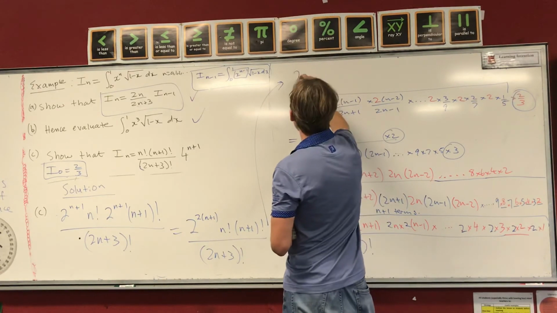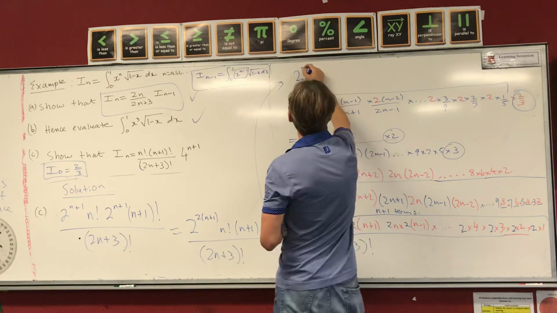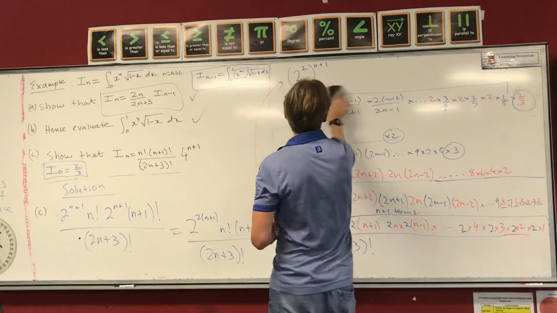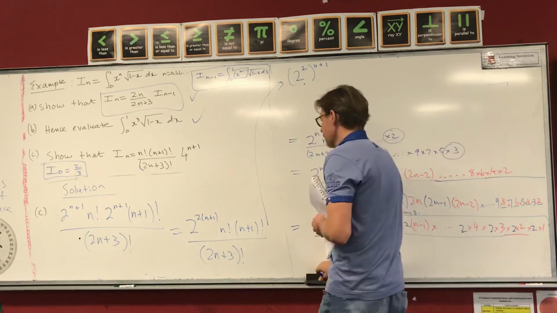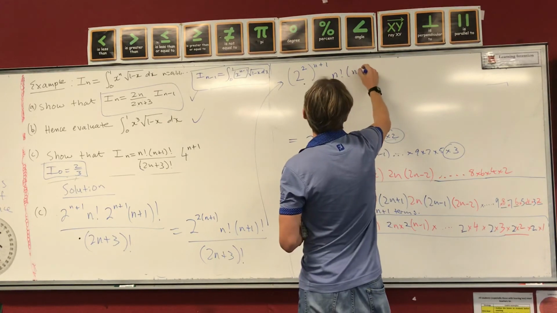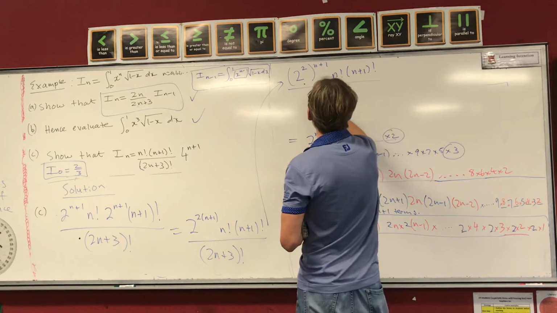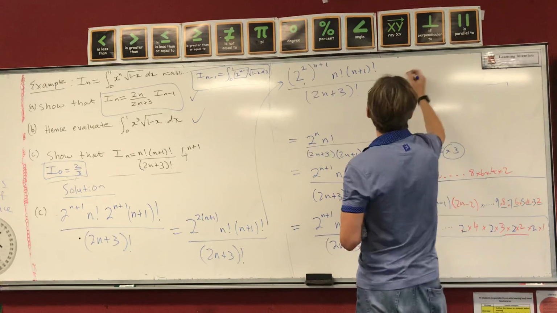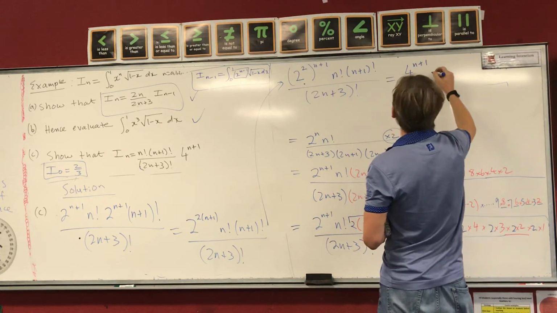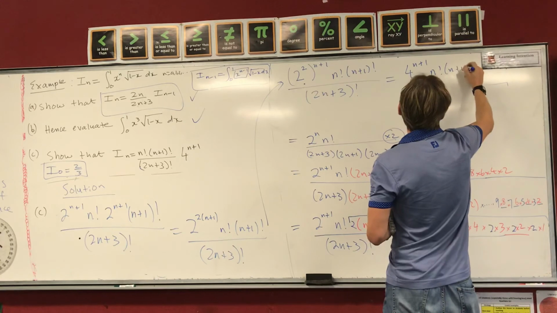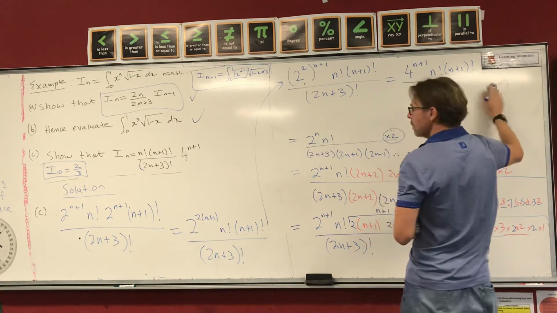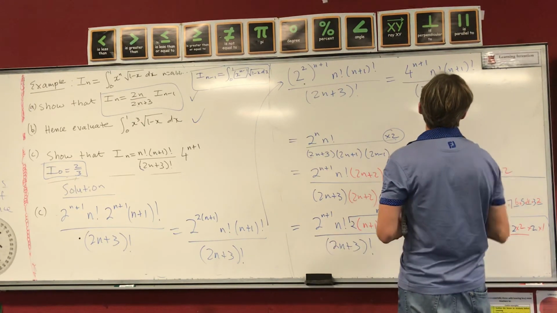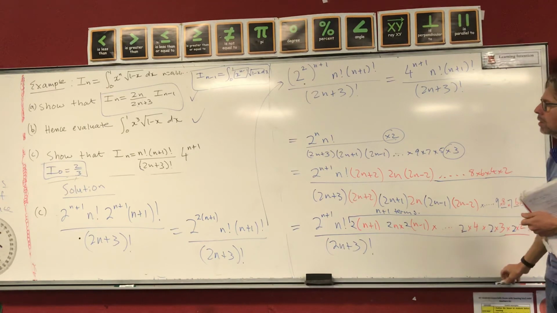So I can write this as 2 squared to the power of n plus 1. I have to rub out this bit as well. N factorial outside of n plus 1 factorial all over 2n plus 3 factorial, which equals, now 2 squared is 4, isn't it? So I get 4 to the n plus 1, n factorial, n plus 1 factorial, all divided by 2n plus 3 factorial. Okay, that's it. All done.